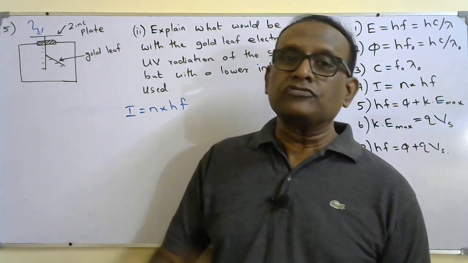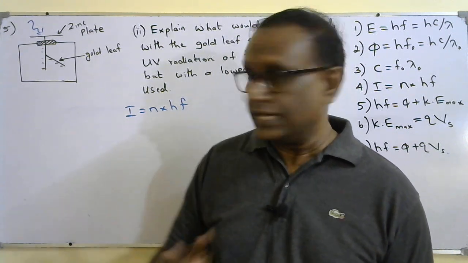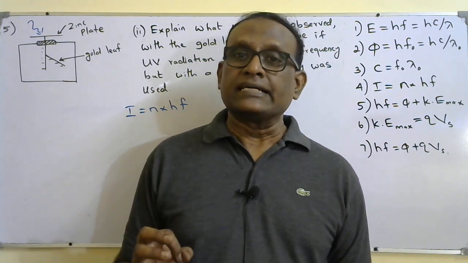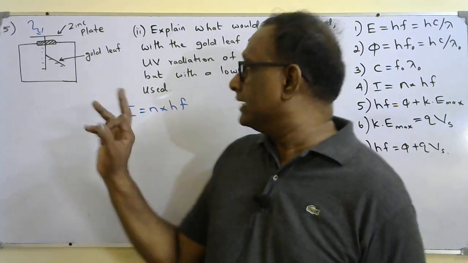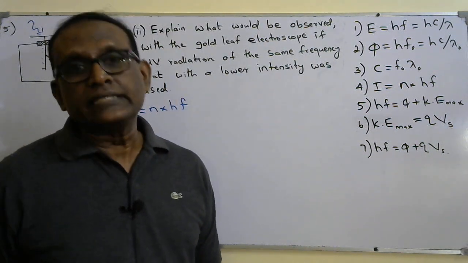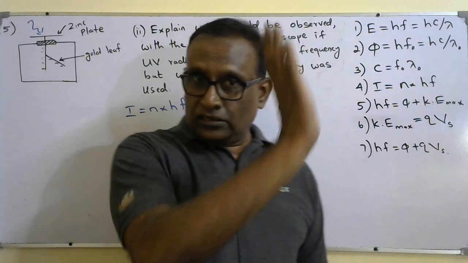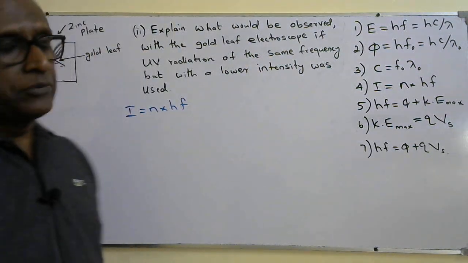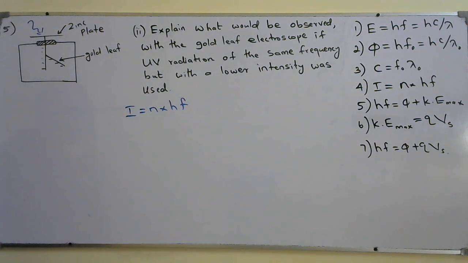Then you should say one photon interacts with one electron, and hence the number of electrons released per second will be lower when the intensity is lower. Therefore, it will take a longer time for the gold leaf to become vertical. That's the answer you should say. I'm not writing, you can understand it.